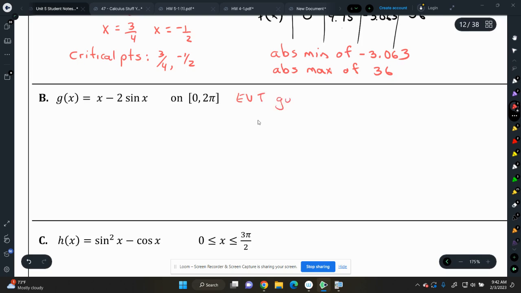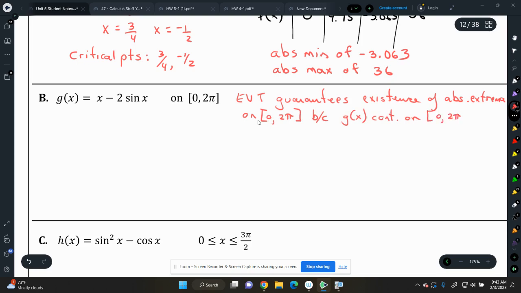EVT, we don't have to say this, I'm just writing it for you. Guarantees existence of absolute extrema on 0 to 2 pi because g of x is continuous on the interval from 0 to 2 pi. Okay?